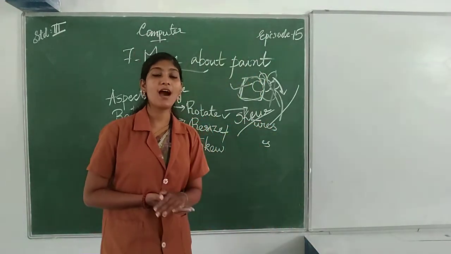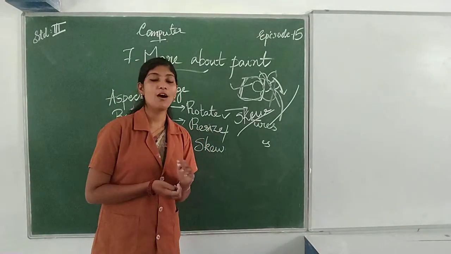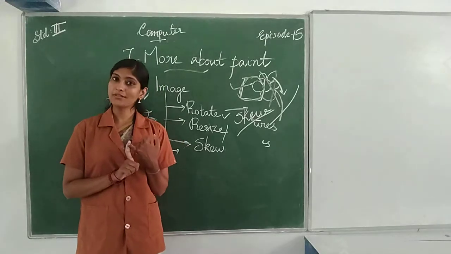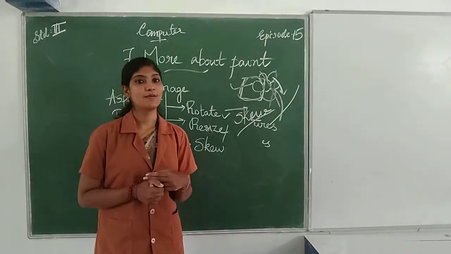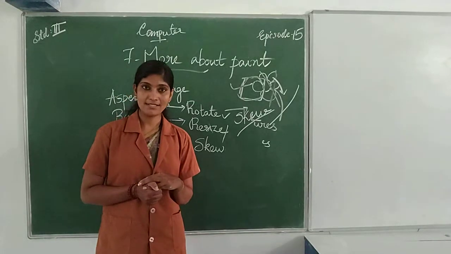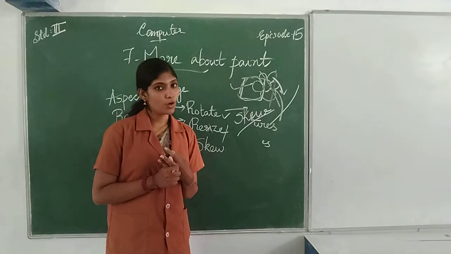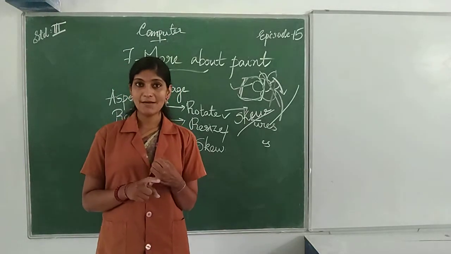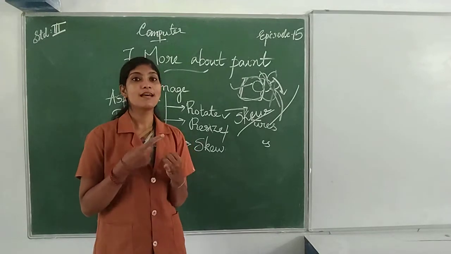Then the third question, there are two tabs in a paint window. Can you tell me how many tabs are in a paint window? There are two tabs. Which are they? The home tab and the view tab. Then what are the buttons present in the home tab? In the home tab, we know it contains tools. Which are the tools?